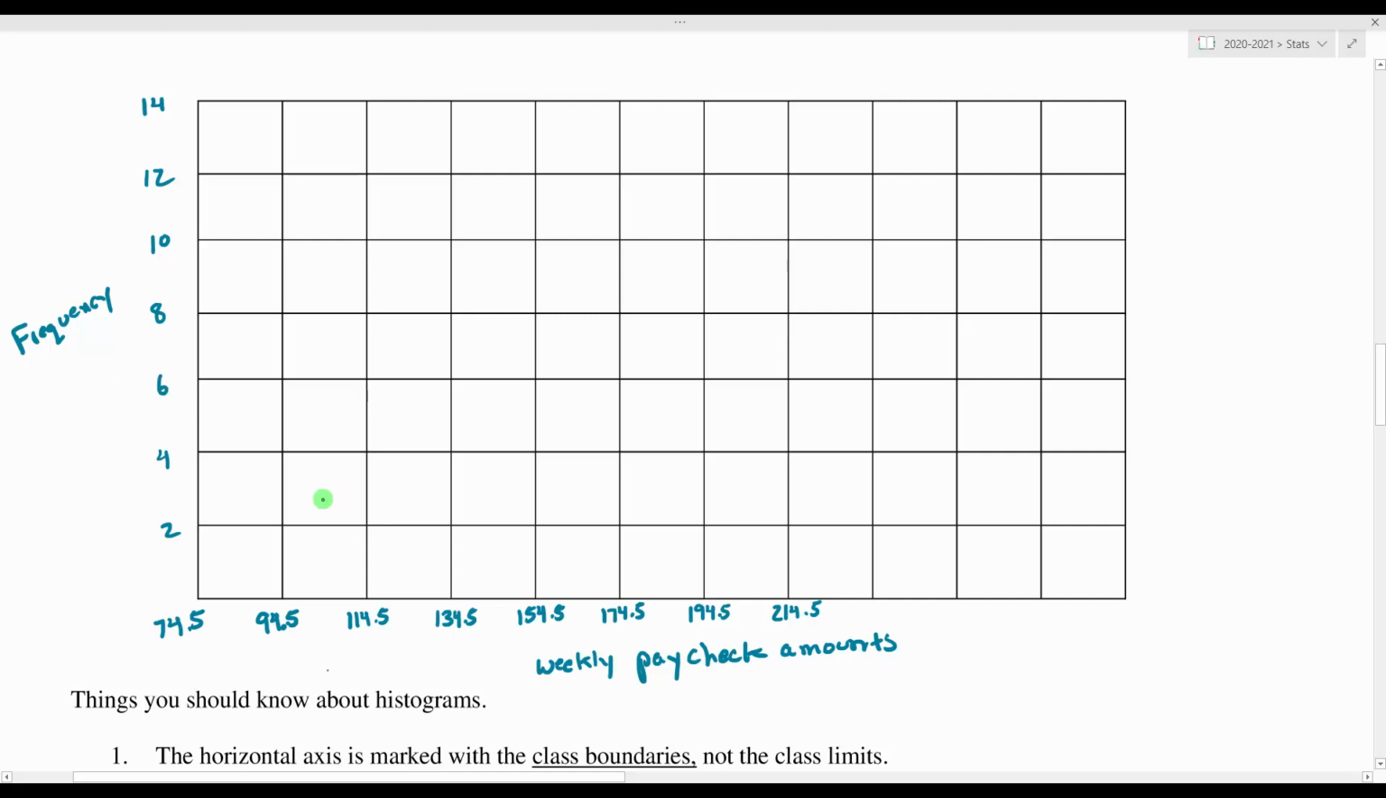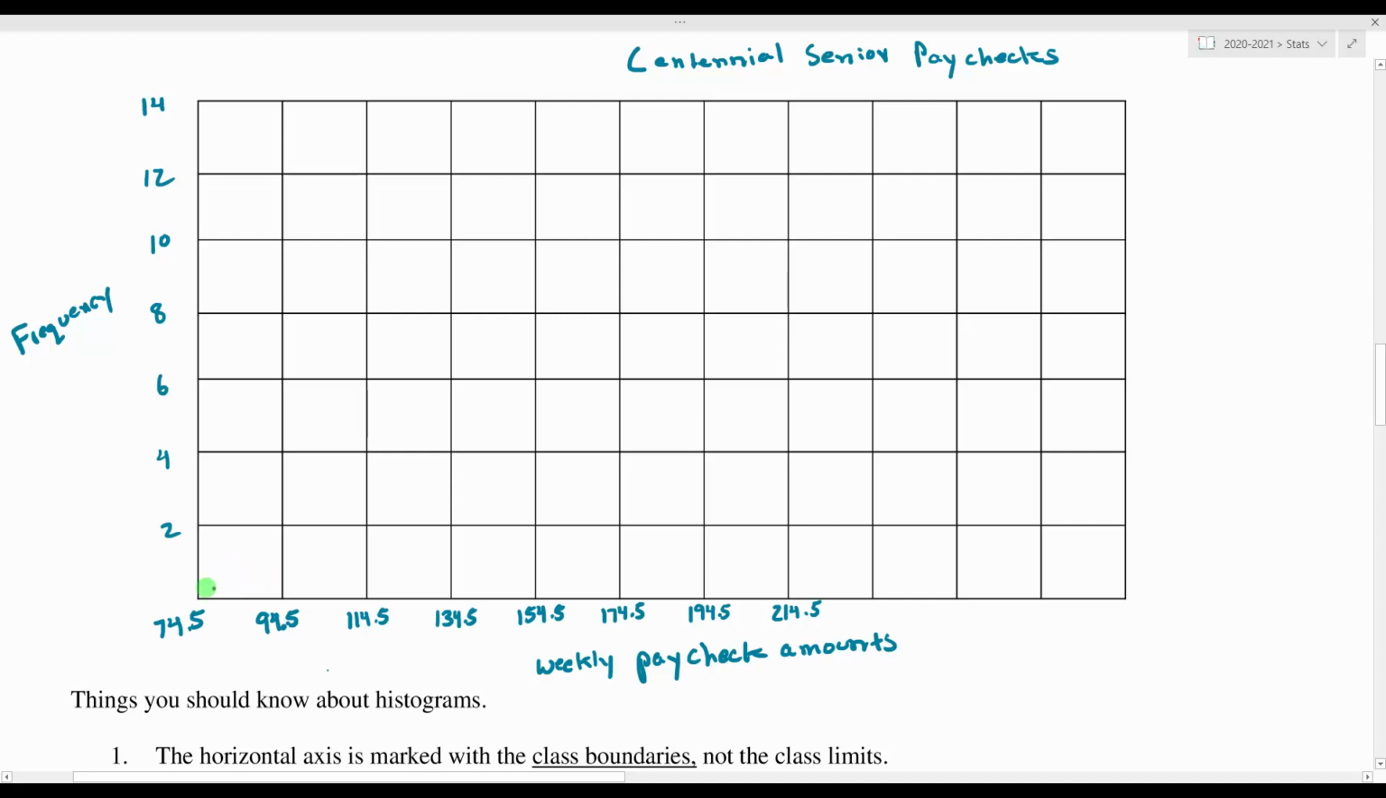The other thing that you need to make sure you put on your graph is a title. So I'm going to title mine Centennial Senior Paychecks. So we've got a title, the axes are labeled, and I've got the numbers in the scale set for each horizontal and vertical. And now I'm going to draw bars to represent the frequencies.